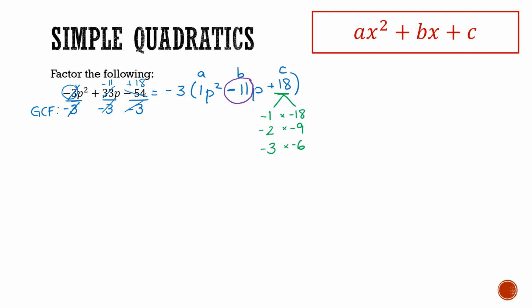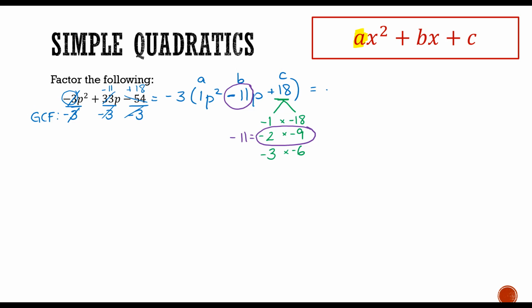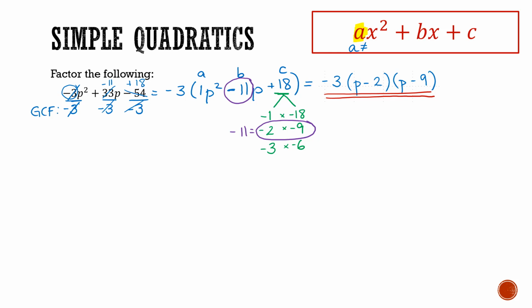Now we can find a pair that total up to negative 11, and I can see that negative 2 and negative 9 add up to negative 11. So using these values in my factorization, I get negative 3 times p minus 2 times p minus 9. So hopefully we have a handle on how to factorize quadratics when this a coefficient here is equal to 1. Let's try a few examples where that a coefficient is not 1.